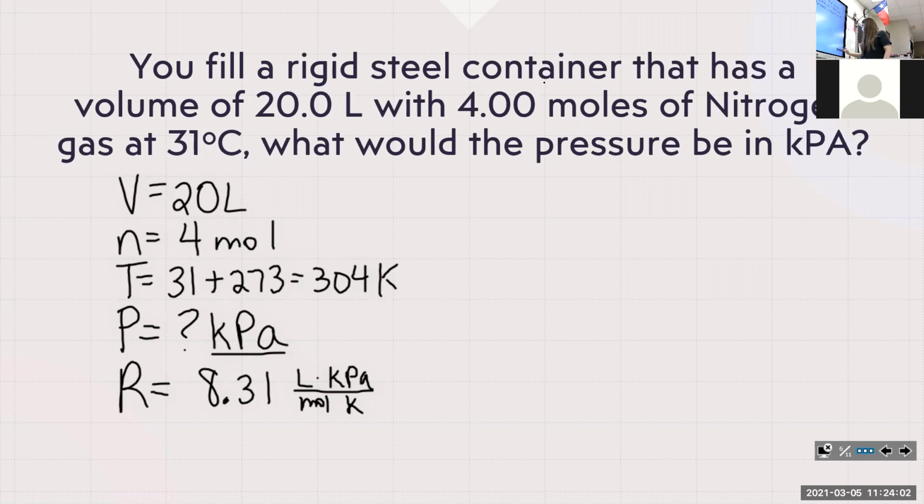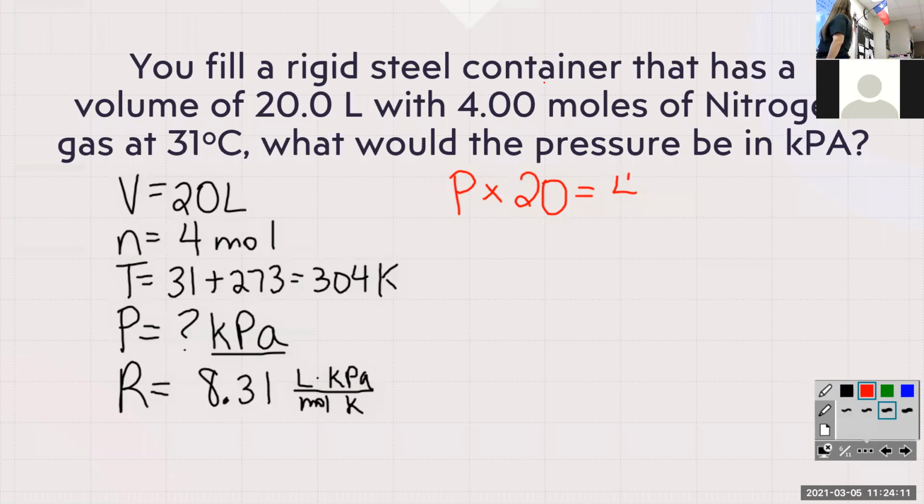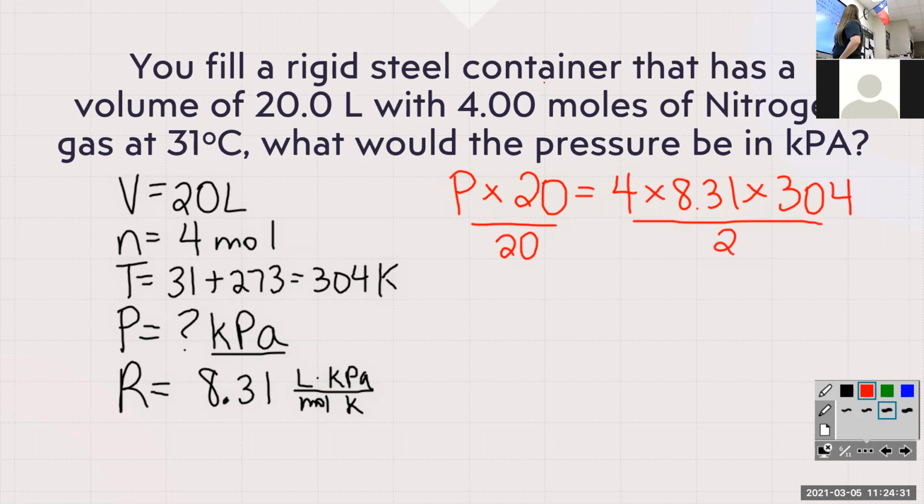So let's plug into our equation. P is our unknown times V, which is 20, equals n times R times T. How do I get little p by itself? Divide by 20. Right, we divide by 20 on both sides. When we do this, we're multiplying 4 times 8.31 times 304. We should get 505 kPa.